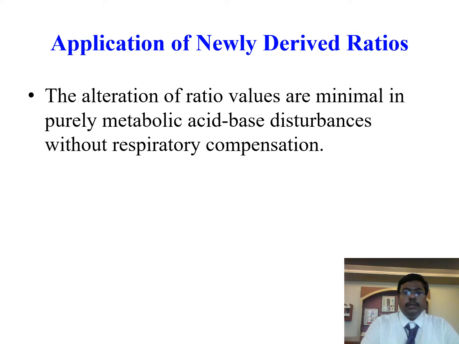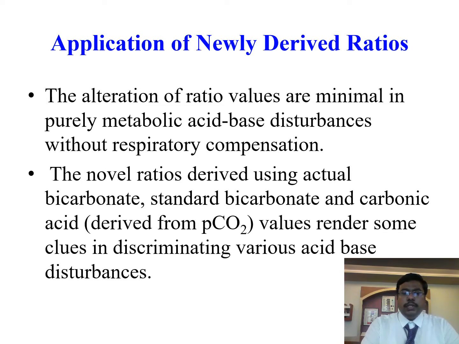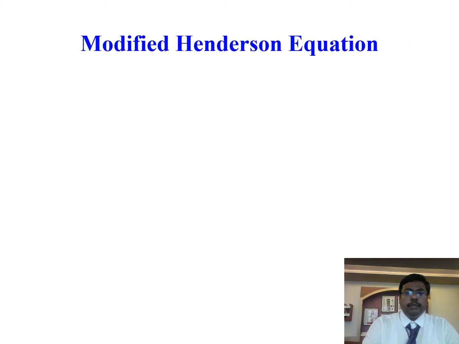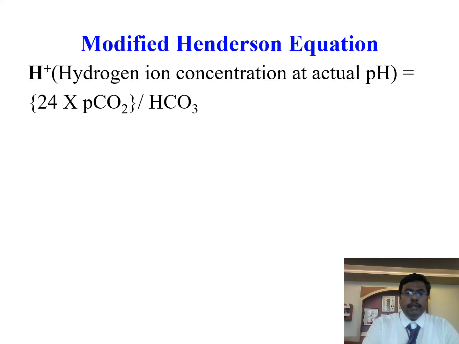The alteration of ratio values is minimal in purely metabolic acid-base disturbances without respiratory compensation. The normal ratios derived using actual bicarbonate, standard bicarbonate, and carbonic acid values render some clues in discriminating various acid-base disturbances. Next, we will discuss the modified Henderson equation.